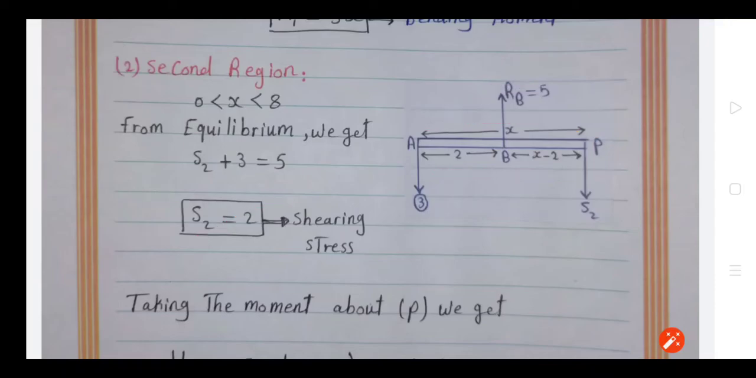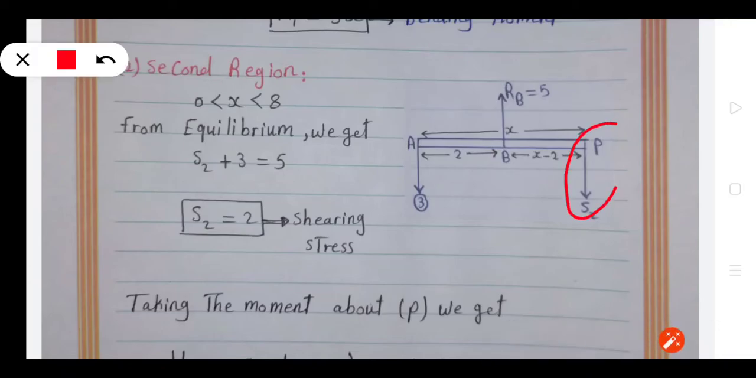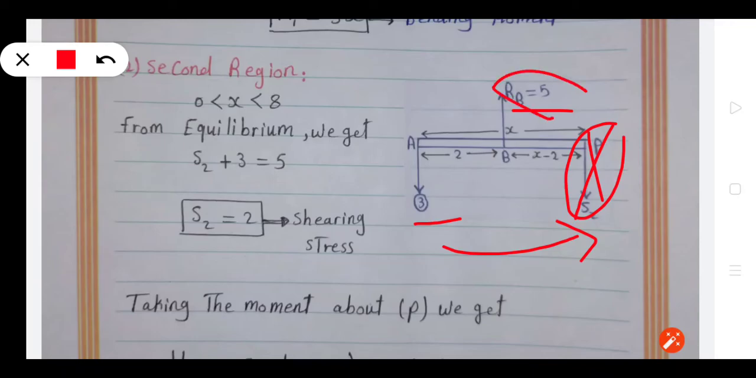To find the bending moment M2, we will take a moment about the point. We have two forces, RB equal to 5 and 3. The 3 is anti-clockwise, so it equals 3 times x, 3x. And 5 is clockwise, so it is negative 5 times (x minus 2).